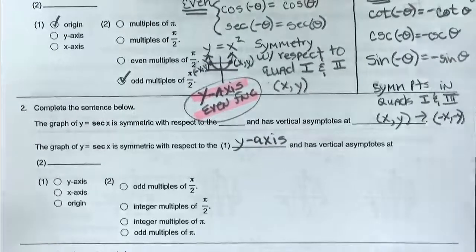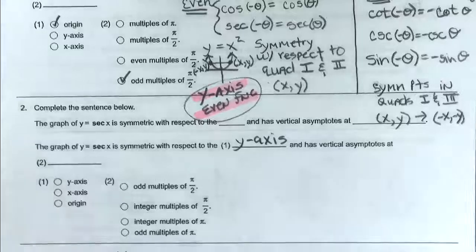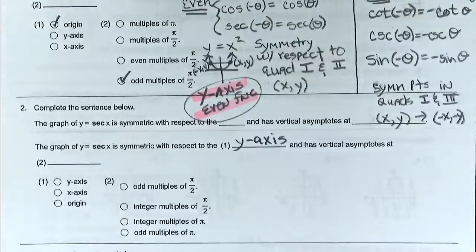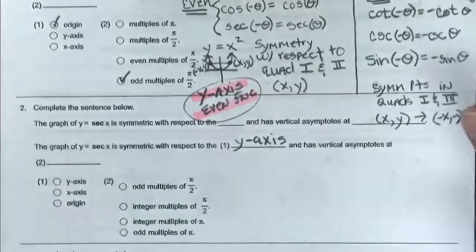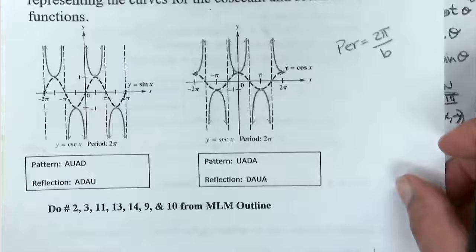Look at your picture. Where are the vertical asymptotes on these? Because what I showed you is the parent graphs. They're not shifted or anything like that. So where did they fall for that? Odd multiples of pi over 2 or integer multiples of pi? Okay, integer multiples of pi. All right, and everybody's looking at that. See right here.